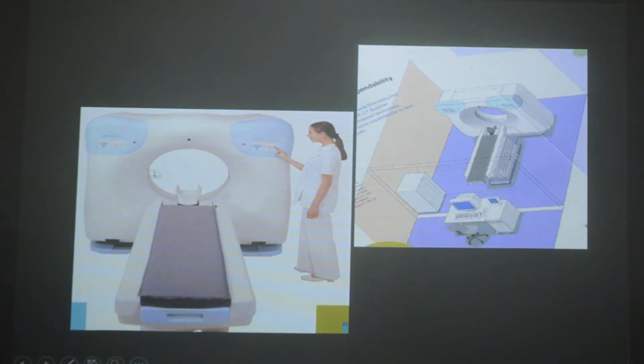We talked about this. This is the gantry. In a CT, you have a table which goes in, and you have the X-ray machine and the detectors which are continuously revolving around the patient.